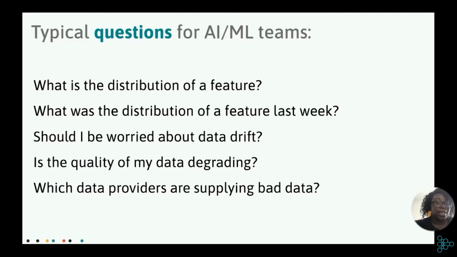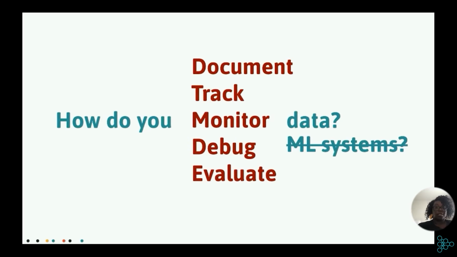Is the quality of my data degrading? And then what data providers are supplying bad data? So if I'm seeing a bunch of negative ones or not seeing data at all, how can I trace that back to who might be causing that? Given that there are so many data problems and that it's such a unique space of problems, different from some other DevOps things, let's talk about improving just the data side of things for today's talk.